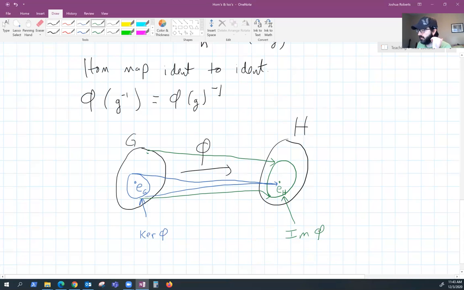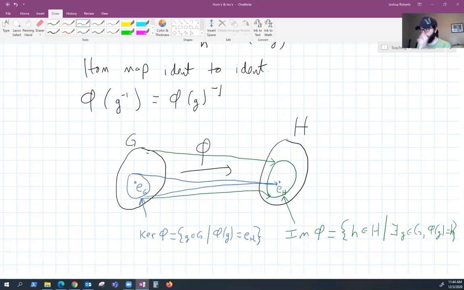We can write this out in set builder notation. The image is every h in H such that there exists a g in G with phi of g equal to h. And that set builder notation can be hard to parse, which is why I drew that picture. The kernel is every g in G such that phi of g is equal to the identity in H. Again, thinking about that in set builder notation can be tricky, so that's why I drew the picture, which is a good picture to have in your head.